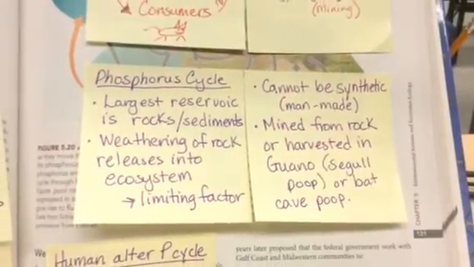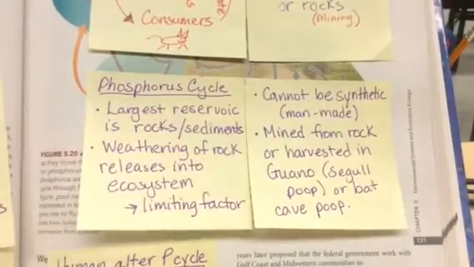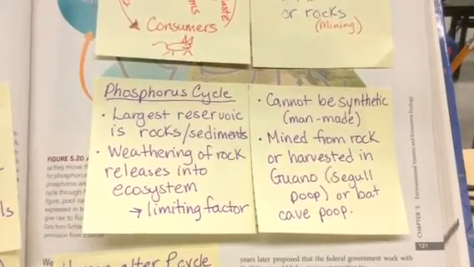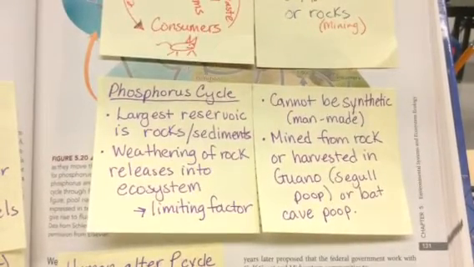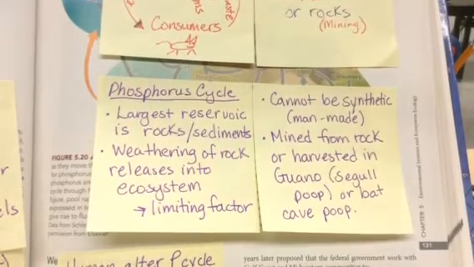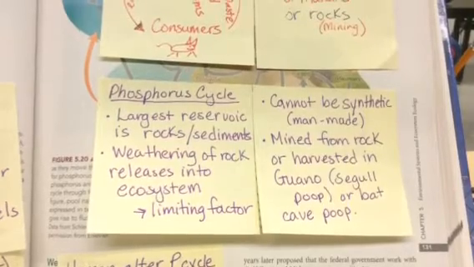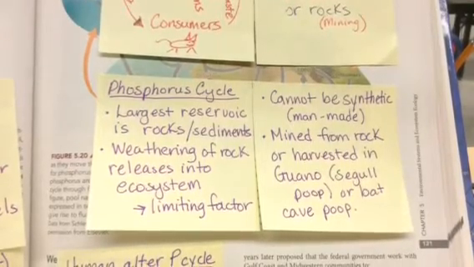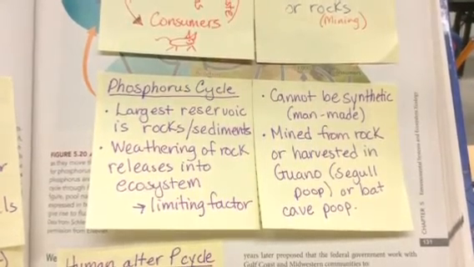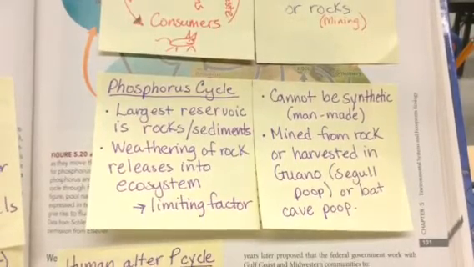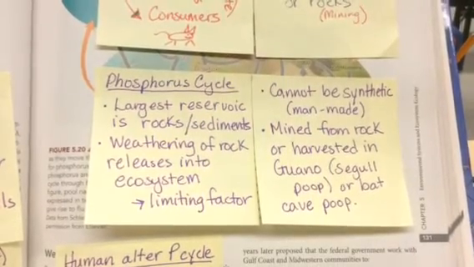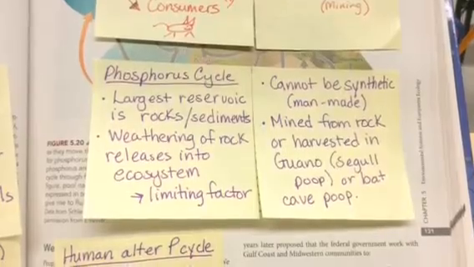So for phosphorus, the largest reservoir, that's a typo, it should say reservoir, is rocks and sediments, and then weathering of rock releases it into the ecosystem. That makes it a limiting factor because weathering of rocks is very slow, so ecosystems have a very slow input of phosphorus, and that's why it's often a limiting factor. Plants on land tend to run out of phosphorus pretty easily. It cannot be synthetically made, and it has to be mined from rocks or harvested from guano, which is seagull poop, or bat cave poop, is where they get phosphorus for fertilizer.